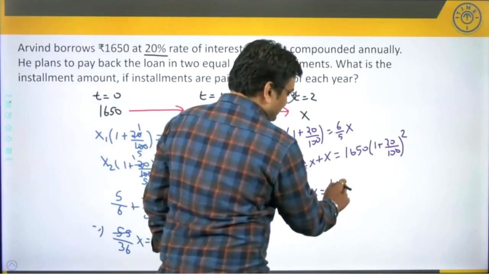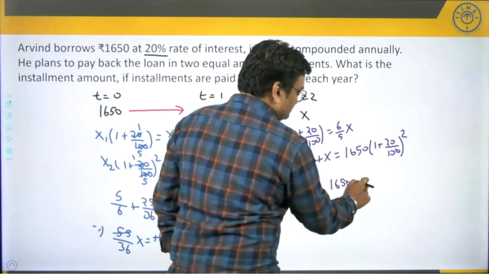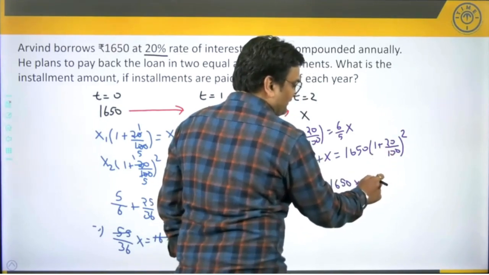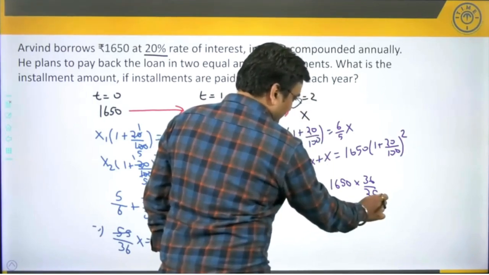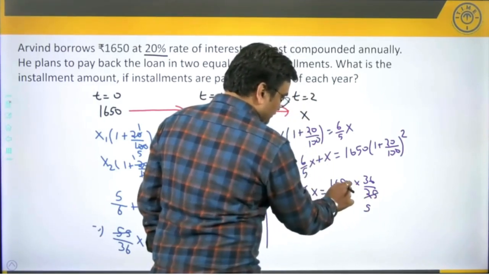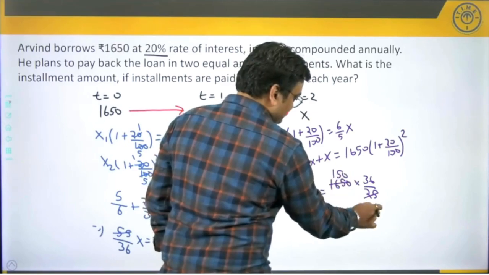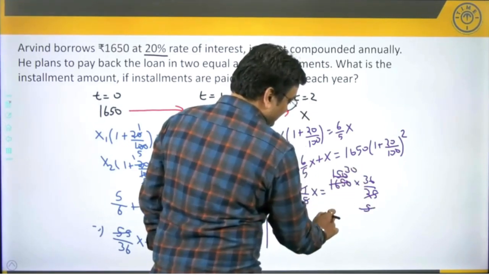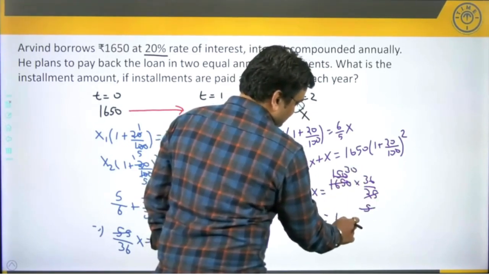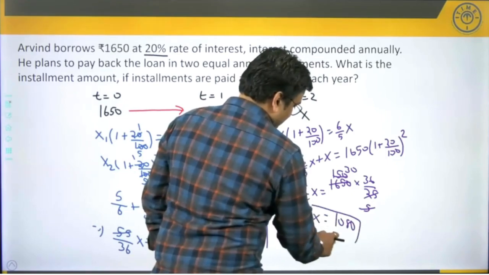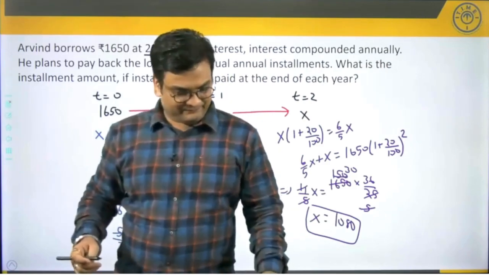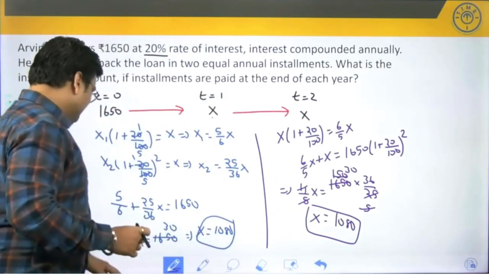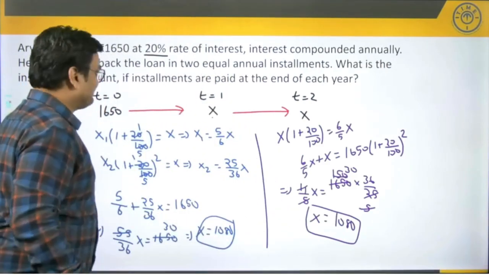This is going to be 1650 into, this is 1 plus 1 by 5, 6 by 5, 36 by 25 it is. So 5 goes 5 times, 11 will go 150 times, again this is 30 times, you will get x as 30 into 36, 1080. Same answer. So this is the third approach of getting to the answer. Now let me also share the fourth approach.